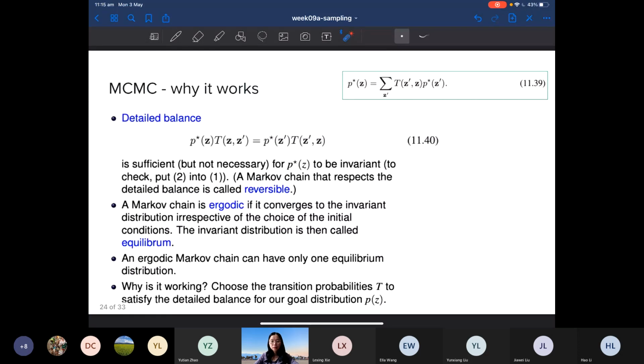Now here is another argument. A sufficient condition for obtaining an invariant P of Z is what's called the detailed balance condition, right?